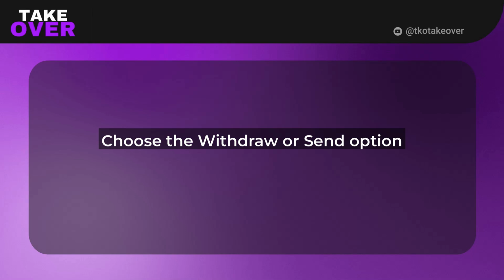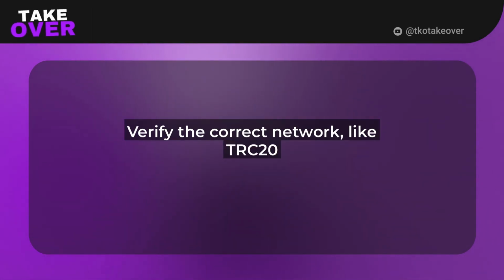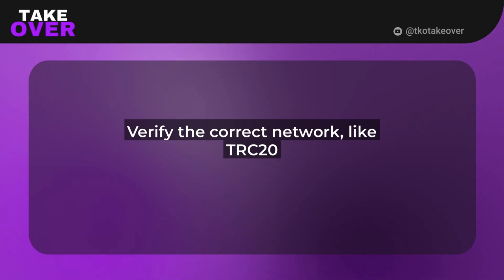Before you proceed, double-check that you're on the correct network. USDT on Binance is usually on the TRC20 network for faster, cheaper transfers, so confirm that matches what Yellow Card supports.